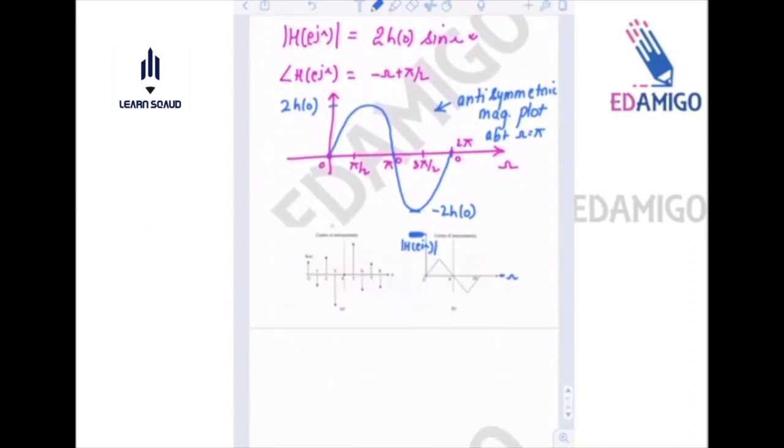Now this result is valid for bigger values of n also, because here you can see the result for n equals 9. Here also the magnitude plot is anti-symmetric. So we can say that when h(n) is anti-symmetric and n is odd, then the magnitude plot is also antisymmetric with respect to π. So this is the conclusion for case 3.